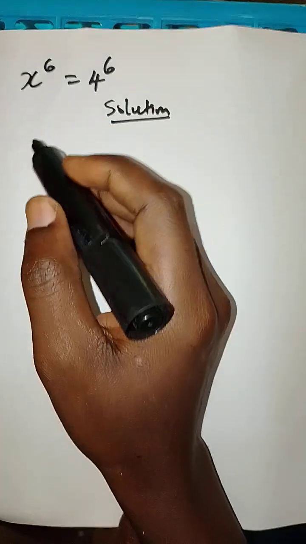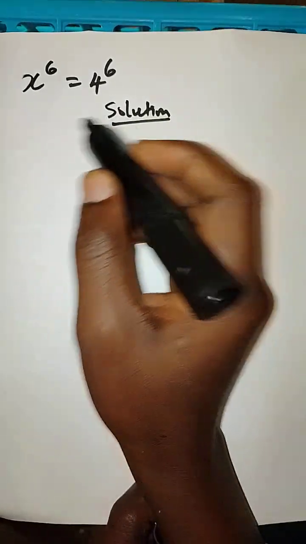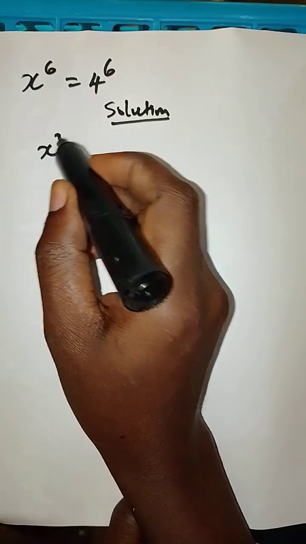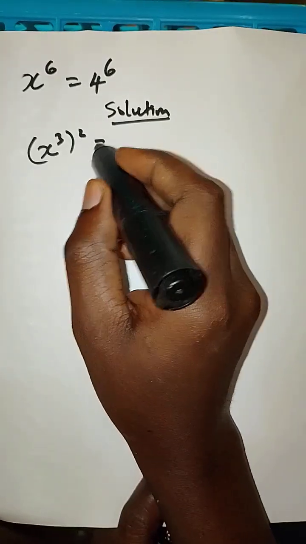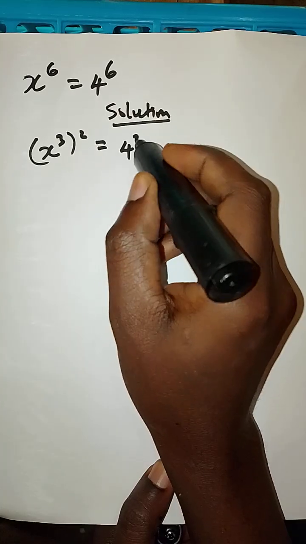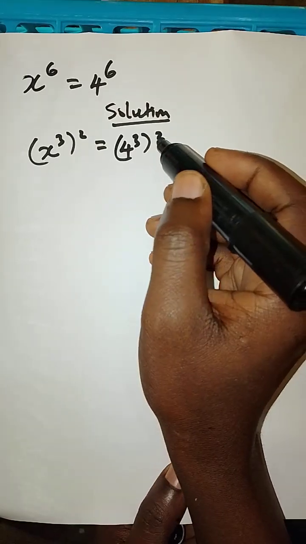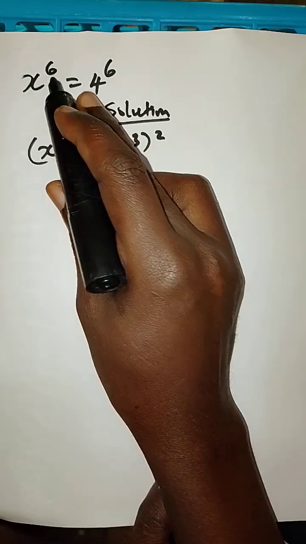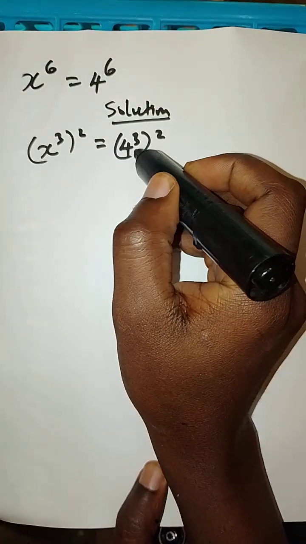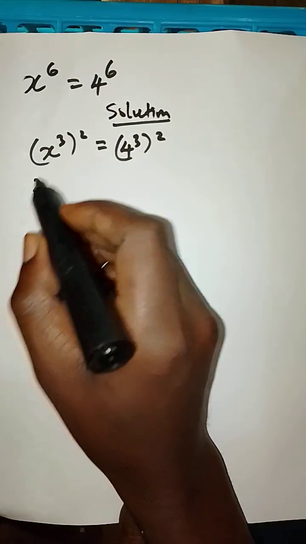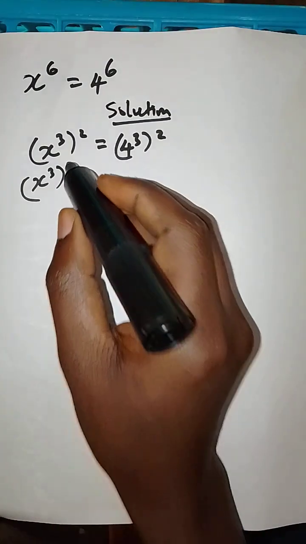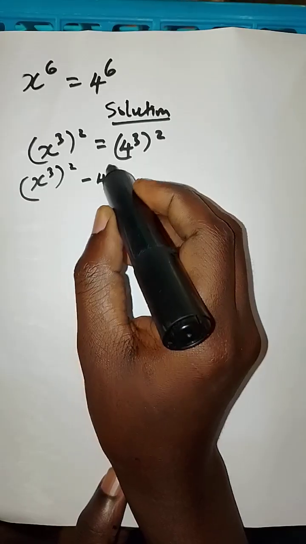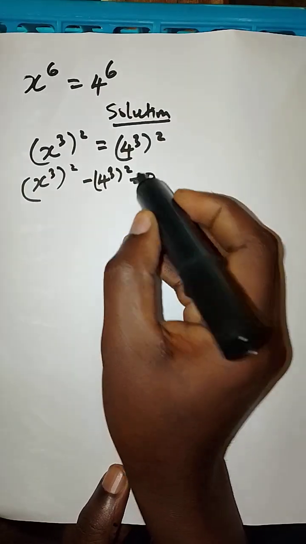So straight away, I'm going to take you through the solution. I'm going to write x to the 6 as x power 3 squared, which should be equal to 4 power 3 squared, since the product of the powers is the same as 6. And then I'm going to take this to the other side as x power 3 squared minus 4 power 3 squared should be equal to 0.